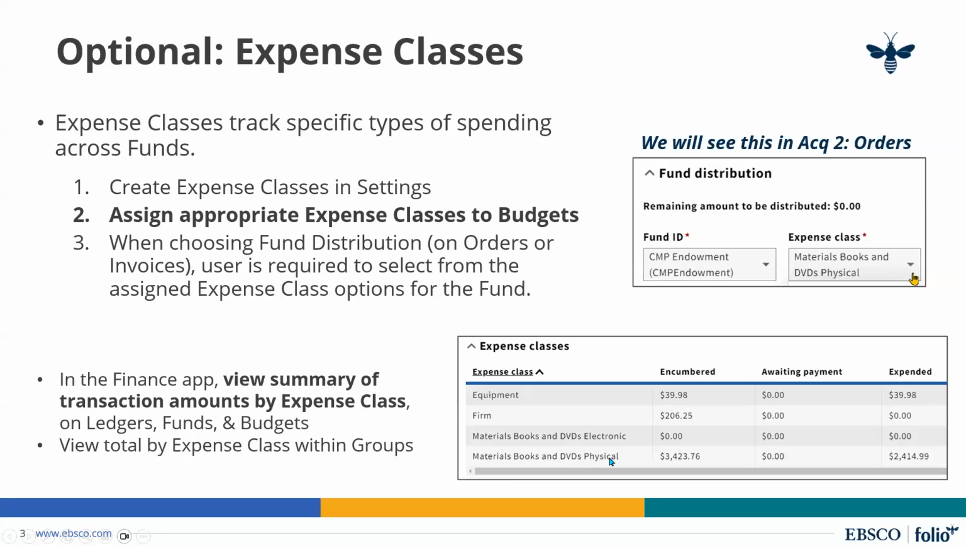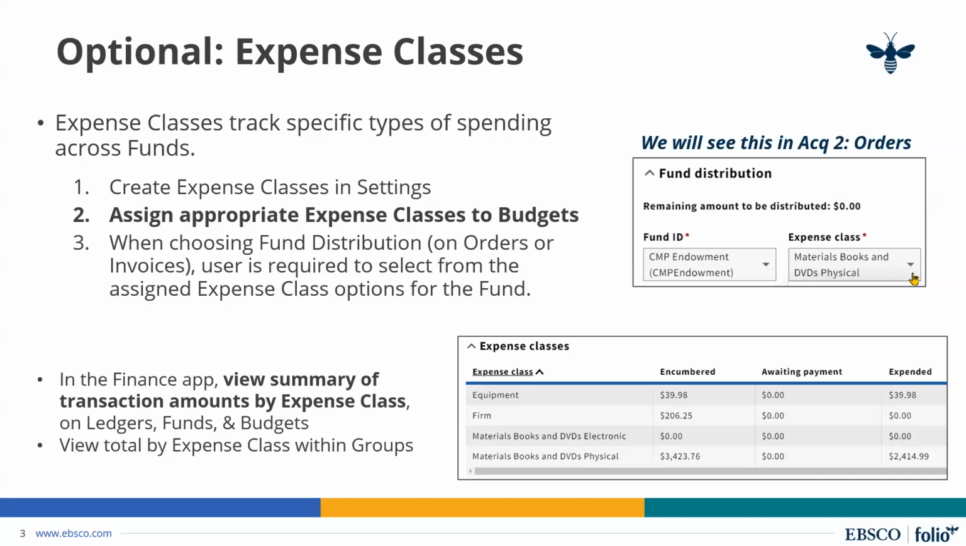You can configure your expense classes to meet your own needs in the settings area in Folio, and that will help you track your expenses in greater detail. So I just wanted to quickly mention that this is another option that you have for your finances.